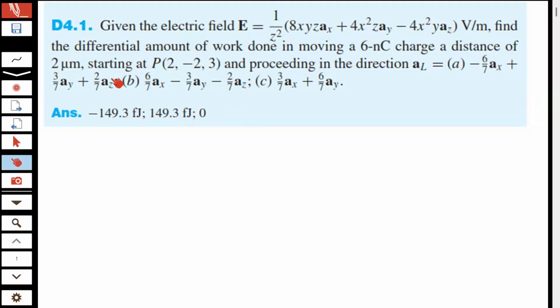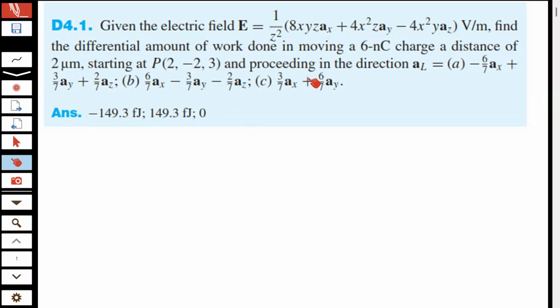Hello everyone. In this video, we will solve some numerical problems on work done. As per the given question, the electric field vector is given. We are asked to find the differential amount of work done in moving a charge of 6 nanocoulomb through a distance of 2 micrometer, where the starting point P has the coordinates (2, -2, 3), and the corresponding direction in which the charge is moved, aL cap, is given.